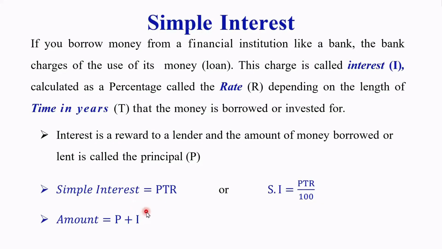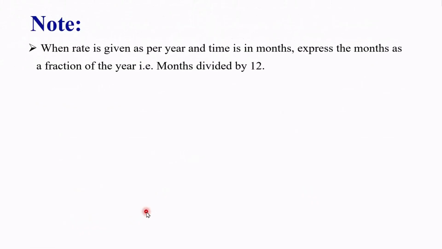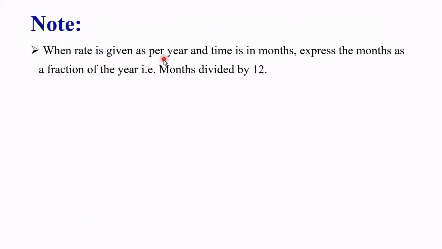So before we have the examples, let us have some important aspects to be noted down. Bullet number 1: when the rate is given per year and time is in months, what we do is we first express the months as a fraction of the year.